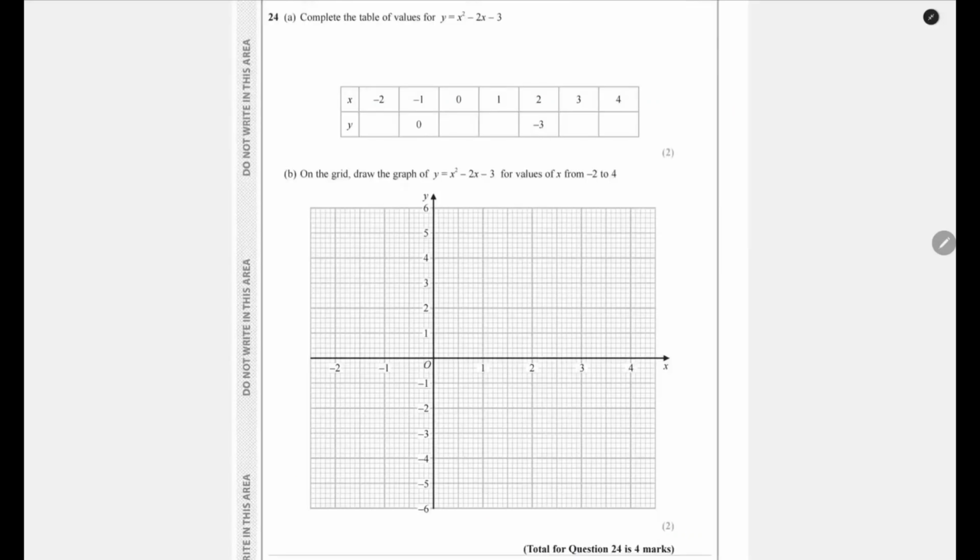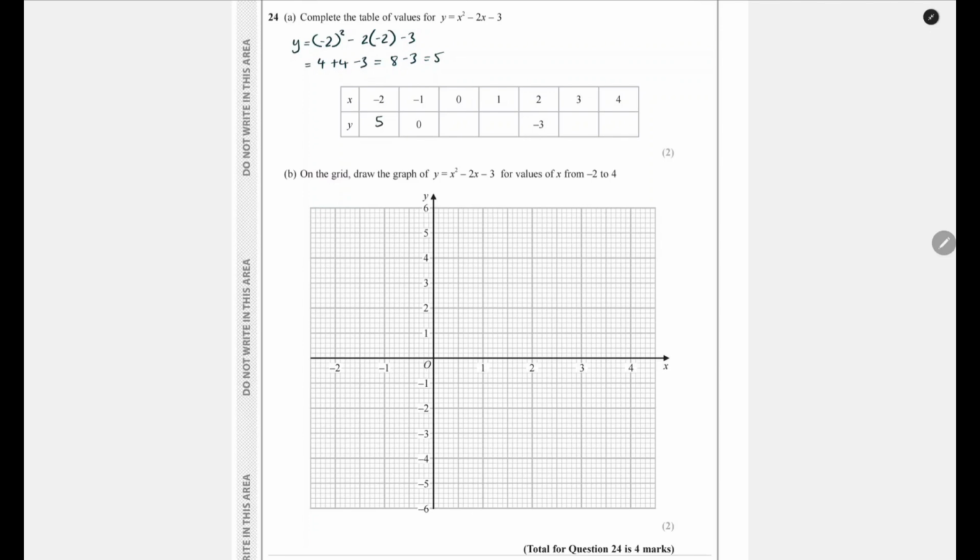Question 24a says complete the table of values for y is equal to x squared minus 2x minus 3. So all we need to do is plug in the x values and find out what the y value is. So the first number is minus 2. So y is equal to minus 2 all squared minus 2 times minus 2 minus 3. Minus 2 squared is 4. 2 times minus 2 is minus 4. Minus 4 is plus 4 minus 3, which is equal to 8 minus 3, which is equal to 5. So the first y value is 5.